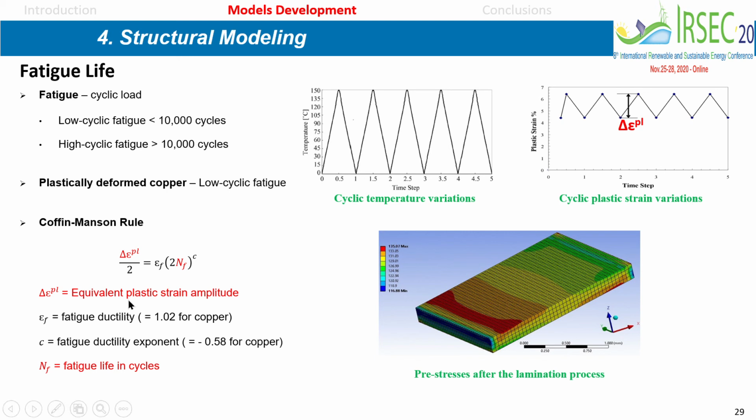This fatigue model involves two parameters, the fatigue ductility and the fatigue ductility exponent, which we got from the literature. They were measured experimentally by different authors for copper. And now, how to simulate this cyclic thermal loading? Well, we chose one day, and then we repeated it many times to have a cyclic loading. So day, night, and so on.